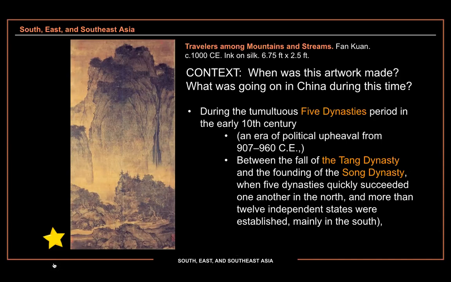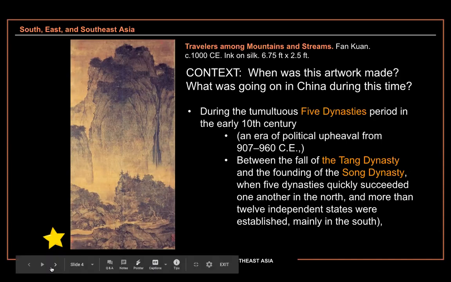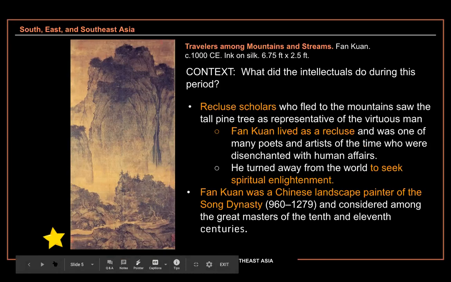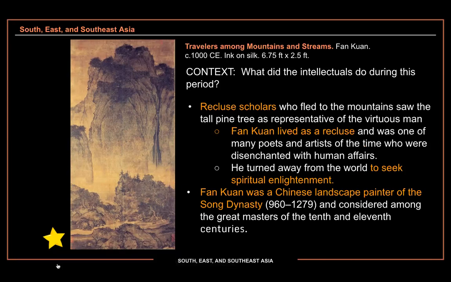We'll see it again at the Forbidden City. And then the founding of the Song dynasty. There were these small little dynasties kind of like in between of them. And they were kind of like spread around the vast territories of China. So during this time, a lot of intellectuals had to flee.